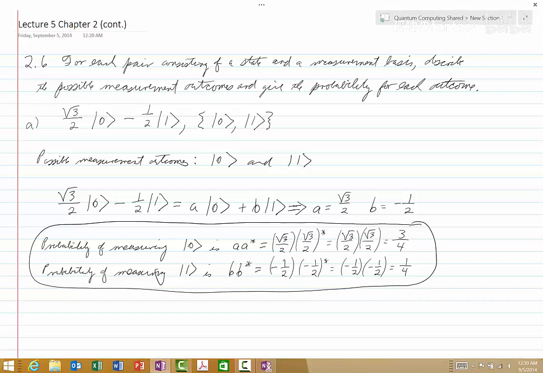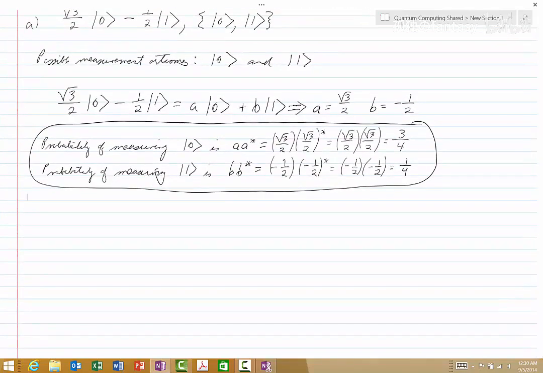And so here are the probabilities for this problem. And one more thing we'll note is that the total probability here, the probability of measuring 0 plus the probability of measuring 1, is 3/4 plus 1/4, which is 1, as we would expect. So it's a certainty that the measurement will yield one of those two results. So this is a very easy problem, really.